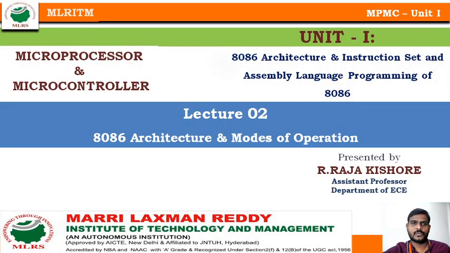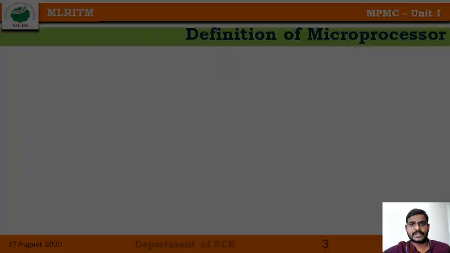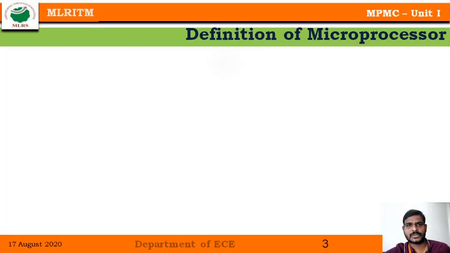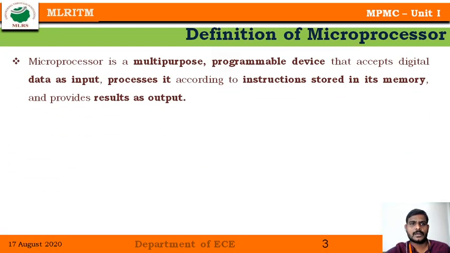In our last video, we discussed the basics of the 8086 microprocessor, where microprocessors are used, and their various applications. Let's recall the definition of the microprocessor once again. A microprocessor is a multi-purpose programmable device that accepts digital data as an input, processes it according to the instructions stored in the memory, and provides the result as an output.